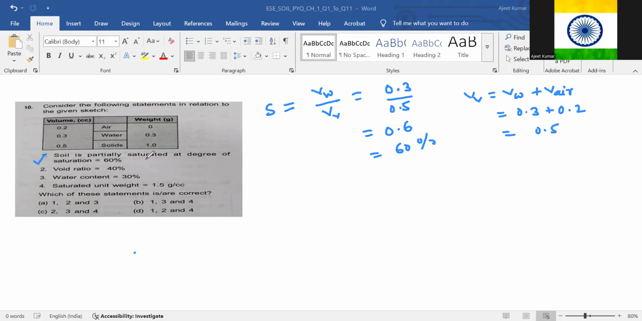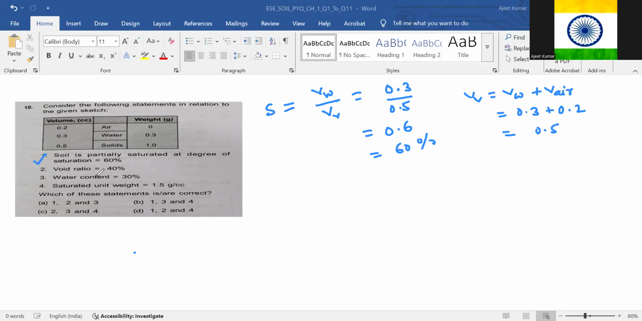This is partially saturated. If it comes to 100%, then it is fully saturated. In this case it is partially saturated, and you can see very easily that it is partially saturated because the volume of air is 0.2 and the volume of water is 0.3. So there is some space in voids which will be taken by air. So this is partially saturated. So this first statement is the correct one.